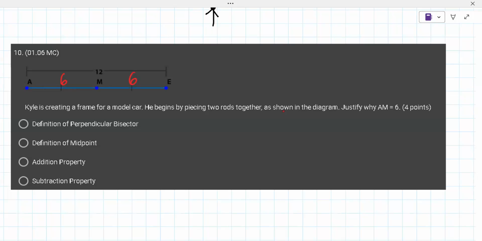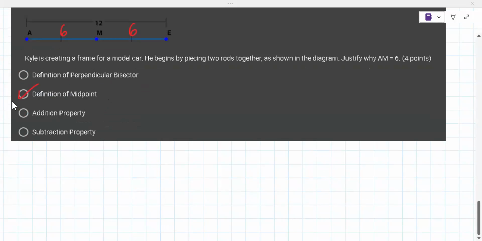What causes those two pieces to be the same? Well, the top is 12, so I assume if you split it in half, each side would have to be 6. Okay, so which of these says that? Split something in half, or something's in the middle? Midpoint. Definition of midpoint. Yeah, you got it.